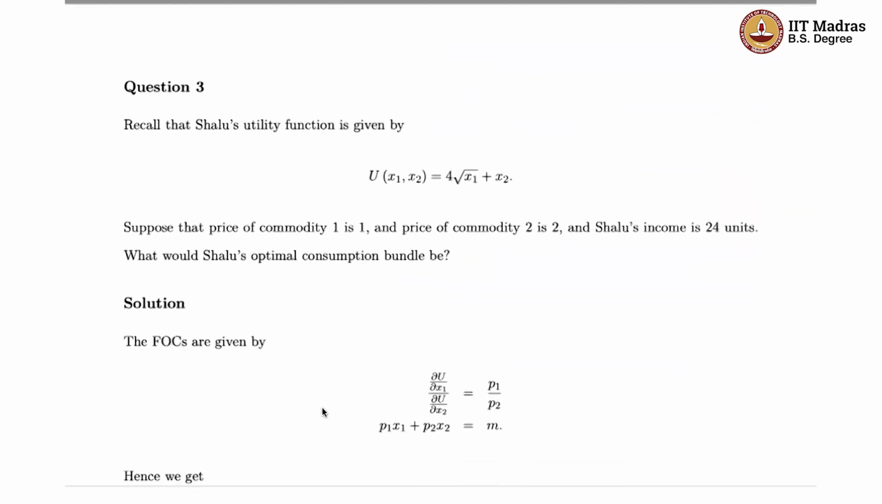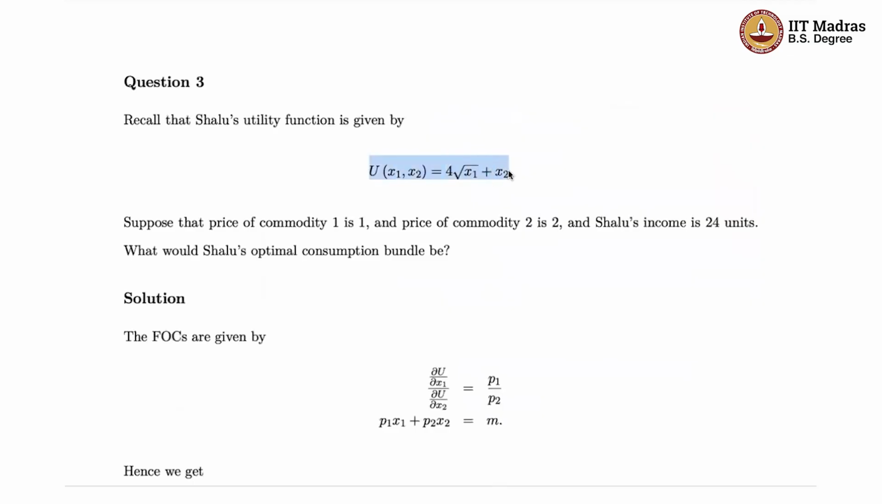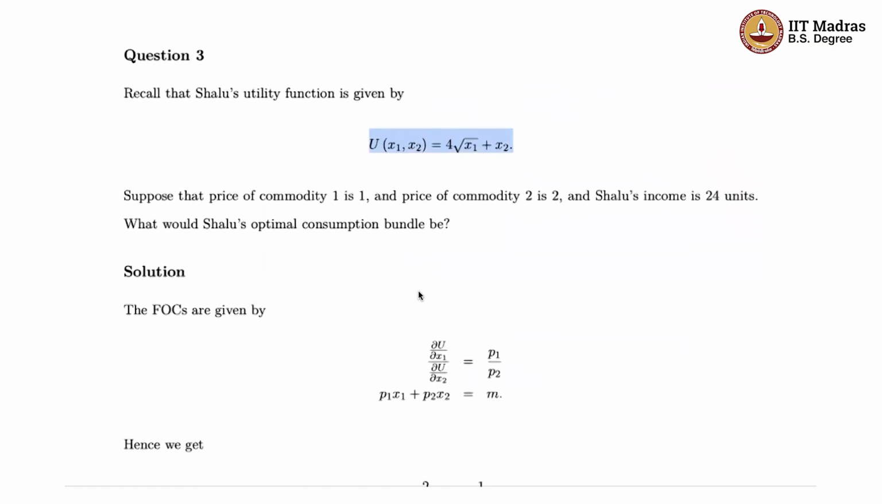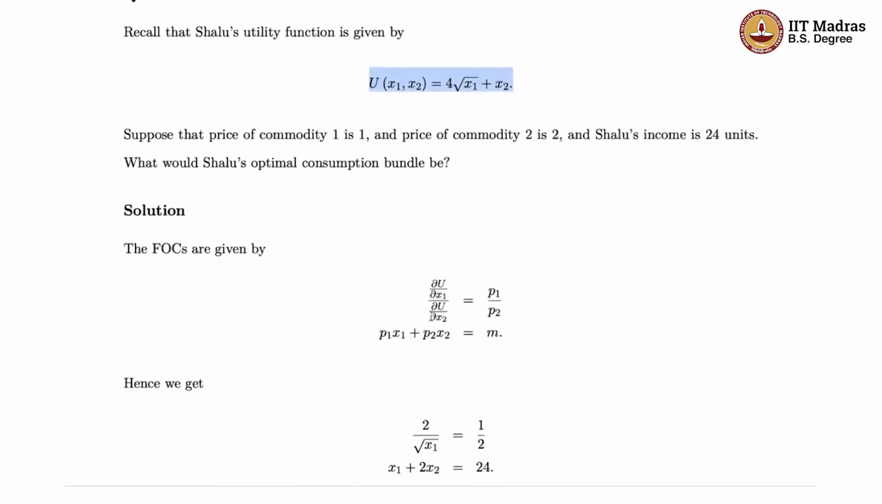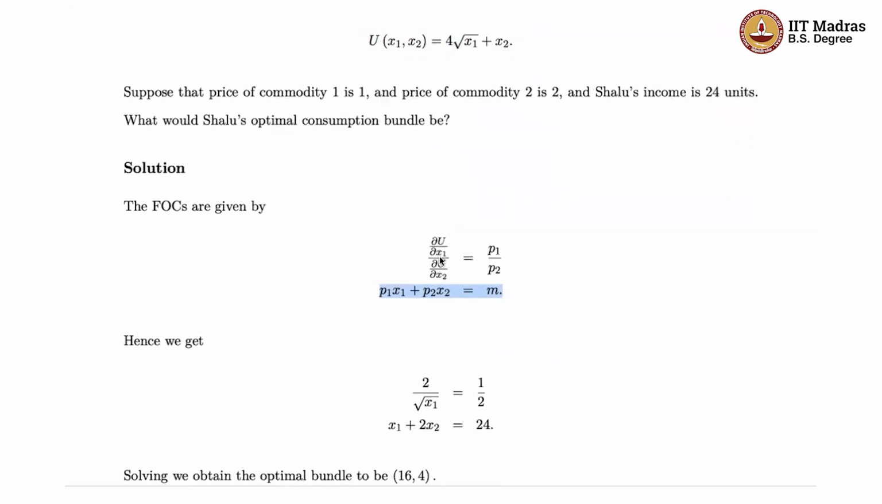Okay, we can also look at what Shalu would do. So imagine this was Shalu's utility function as we had discussed. And suppose price of commodity 1 is 1, price of commodity 2 is 2, and Shalu's income is 24 units. What would Shalu's optimal consumption bundle be? Again, we use the first order conditions from before. Del u del x1 by del u del x2 is equal to P1 by P2. And this is the second one, the budget constraint. So if we take the derivative with respect to x1, we get that this is 2 by square root of x1. The derivative with respect to x2 is just 1. So this is what the left hand side becomes.